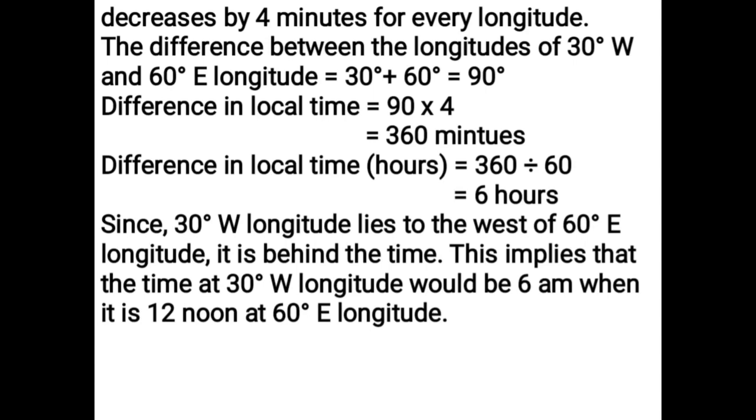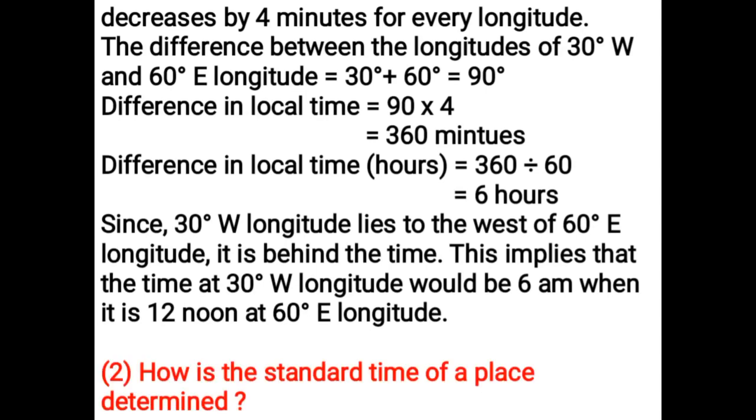Difference in local time is equal to 90 into 4 is equal to 360 minutes. Difference in local time in hours is equal to 360 divided by 60 is equal to 6 hours. Since 30 degree west longitude lies to the west of 60 degree east longitude, it is behind the time. This implies that the time at 30 degree west longitude would be 6 am when it is 12 noon at 60 degree east longitude. How is the standard time of a place determined?